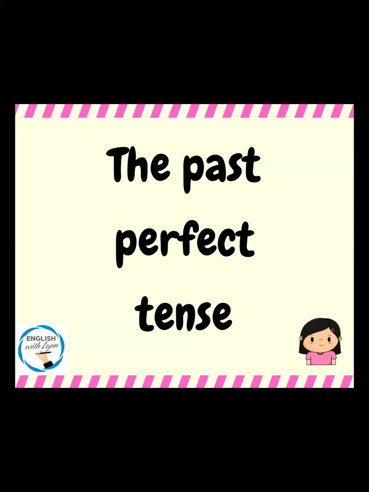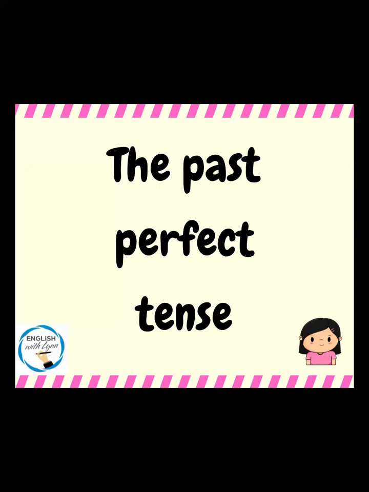It's part of a series where we look at the different tenses within the English language. English is split into three main tenses: the past, the present, and the future. Within each of those main tenses, there are subtenses. So you've got the simple, the progressive, the perfect, and the perfect progressive. And today we are going to be looking at the past perfect.